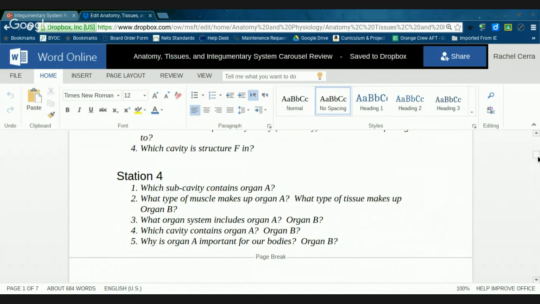Number 4, what cavity contains organ A? That would be your thoracic cavity. So we've already answered the subcavity of the pericardium in number 1. And then with number 2, that would be your cranial cavity.